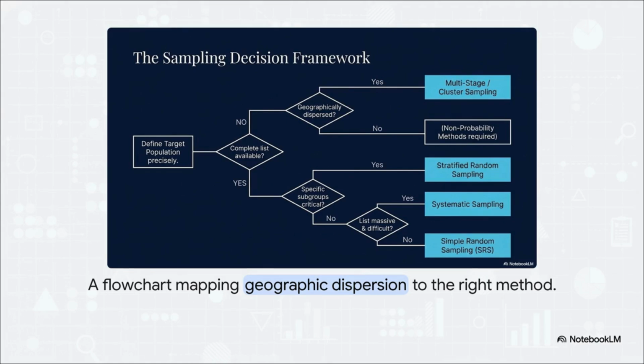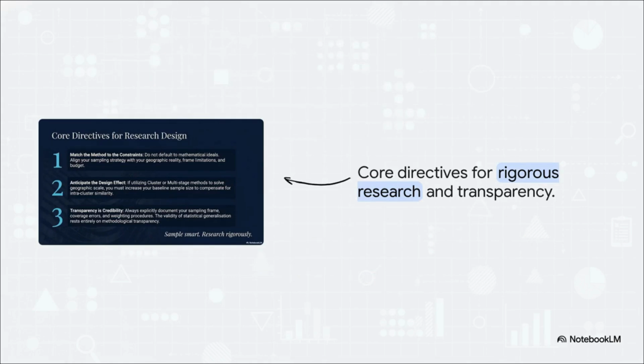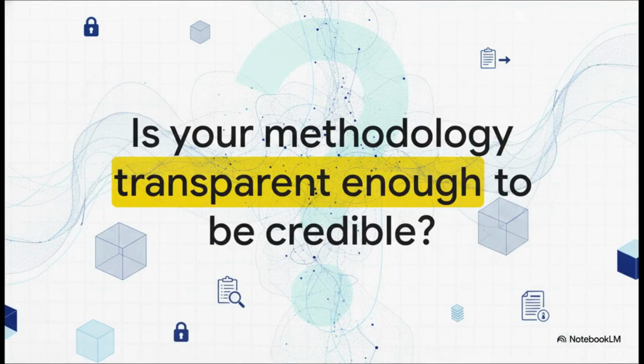Ultimately, the entire explainer boils down to these two core directives. Number 1, match your method to your constraints. Please, don't chase some mathematical ideal if you don't actually have the sampling frame to support it. And number 2, anticipate the design effect. If you decide to use cluster sampling to save money, you just have to know that you're going to need to bump up your overall sample size to compensate for that intra-cluster similarity. And that brings us to the most important takeaway of all.